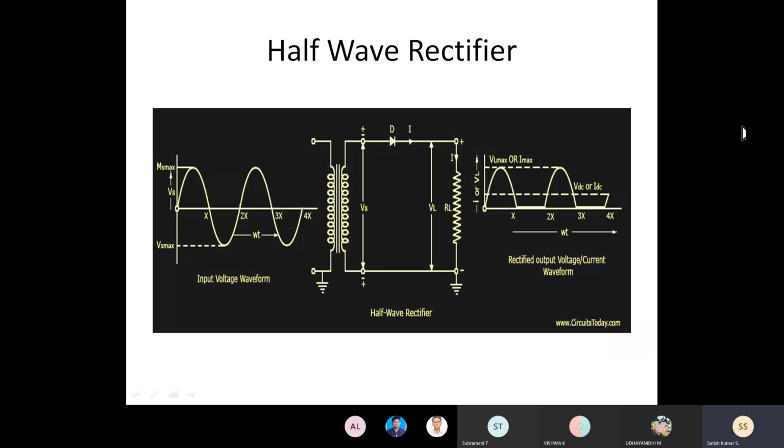Sir, this is a transformer. A transformer will work only on AC supply. AC supply means alternating voltages. From the diagram we will come to know it goes from 0 to maximum and comes back to 0, then 0 to negative maximum and comes back to 0.